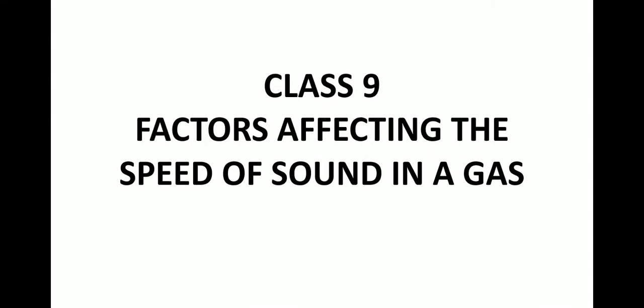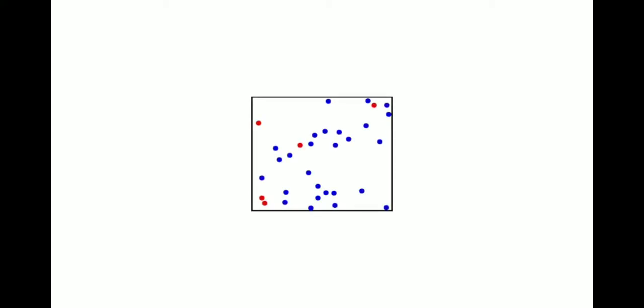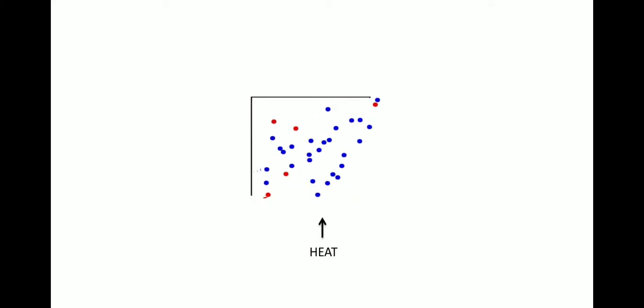Welcome class 9. Today we are going to learn factors affecting the speed of sound in a gas. We all know that every object is made up of molecules, and gases are also made up of molecules. So when heat is applied to those molecules, they exhibit random motion.